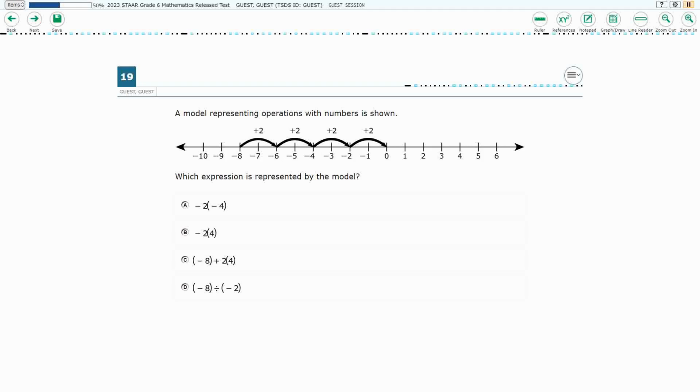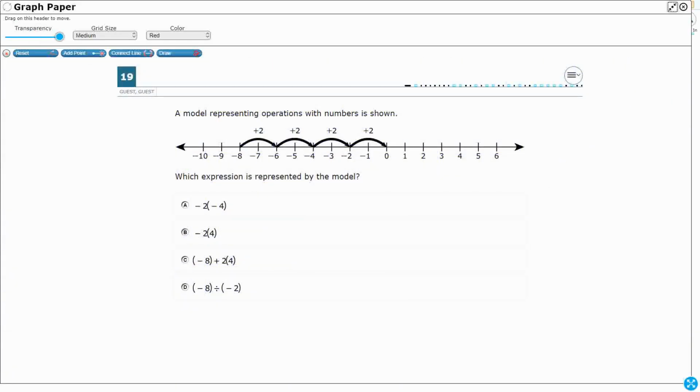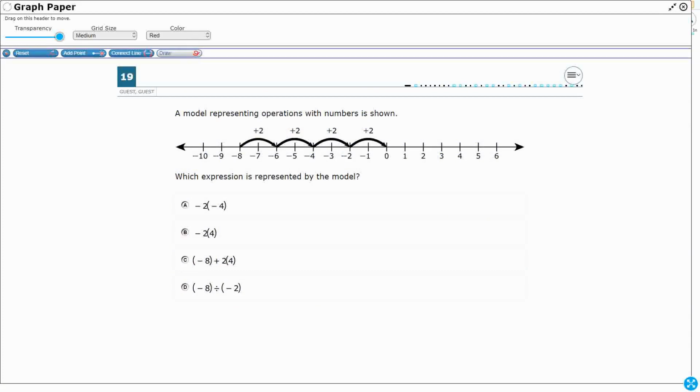So we have a model here representing operations. And look, we've got negatives, we've got fours, we've got eights, we've got all kinds. All right, so let's see exactly what is being represented here. And then we can actually simplify each of these expressions. Okay, so it looks like we are starting at -8, and the reason I'm getting that is because the arrows move to the right.